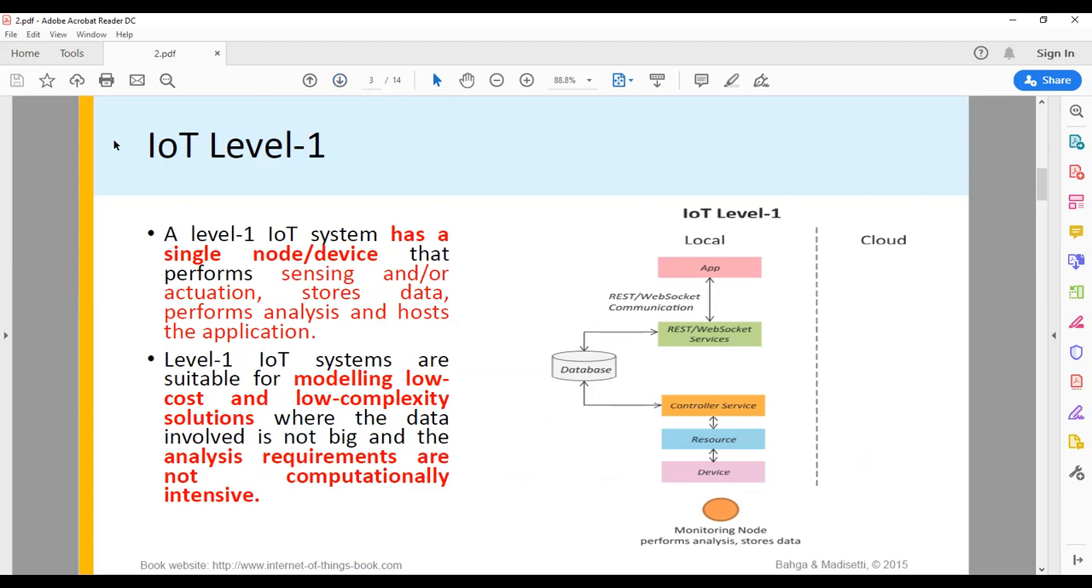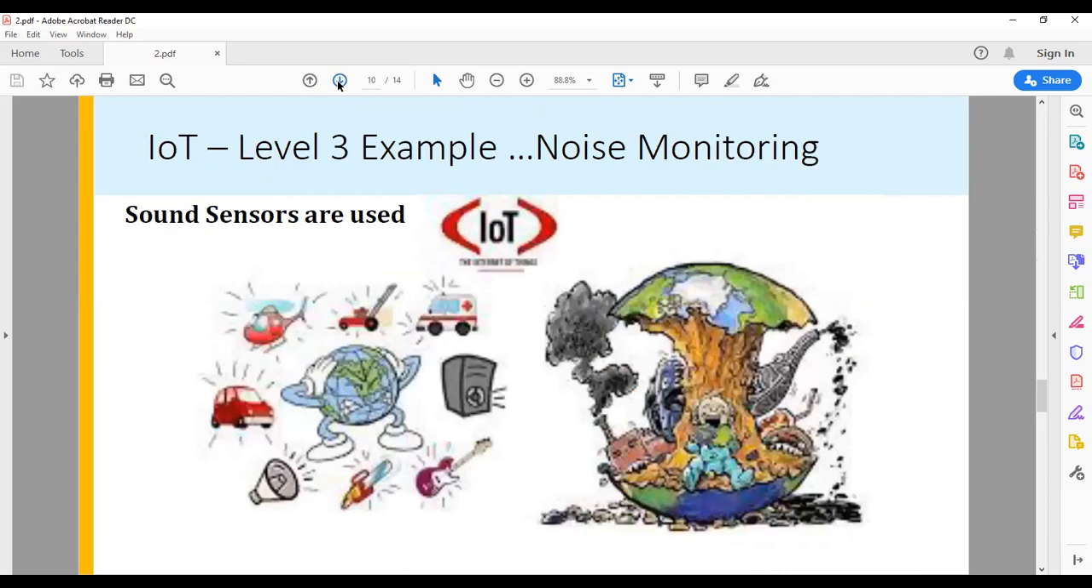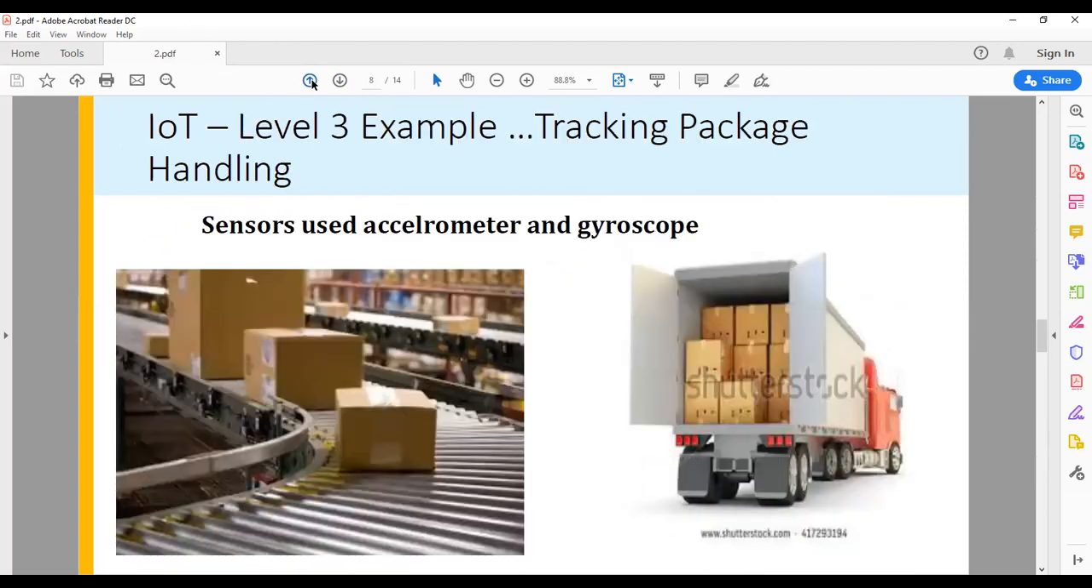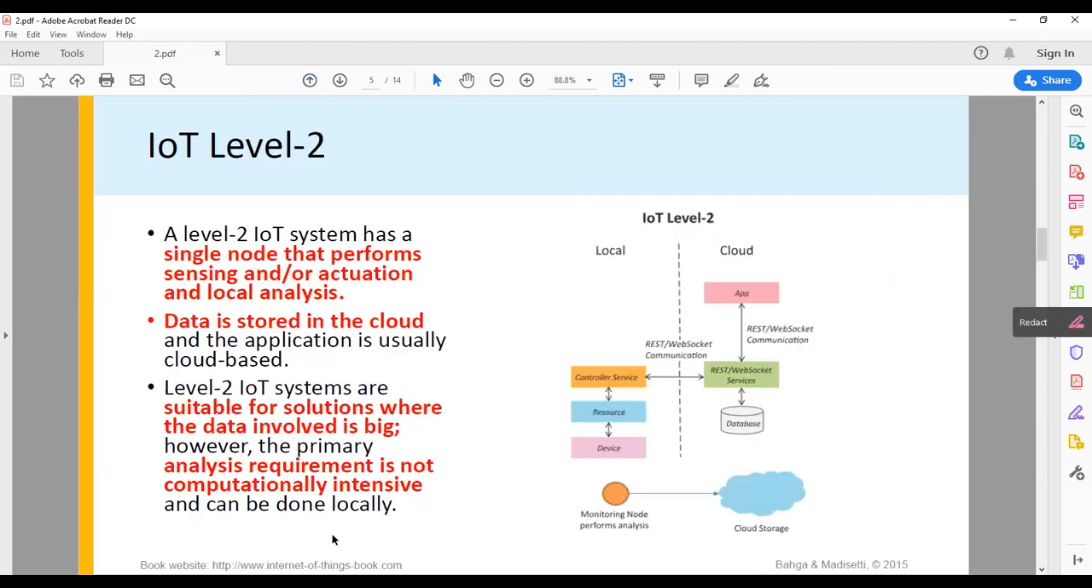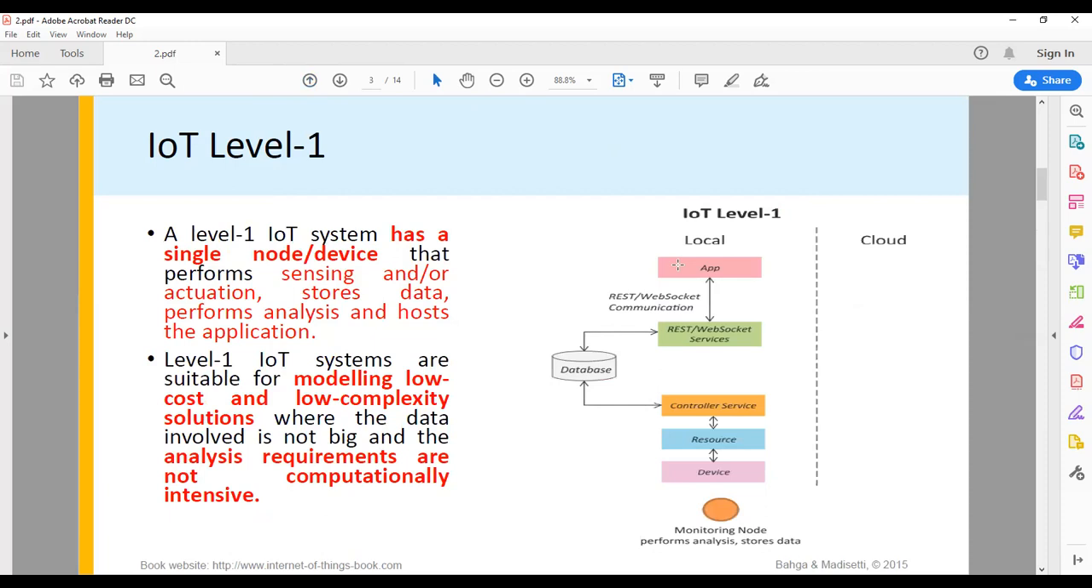The very first level is level one. This is the very basic level, a single node system, and the highest level is level six, where you can see there are multiple nodes. How this will work, I will discuss. Please observe this image diagram, showing how IoT components are managed.